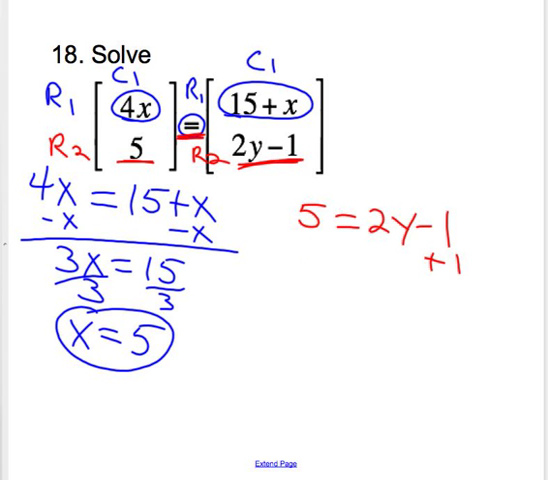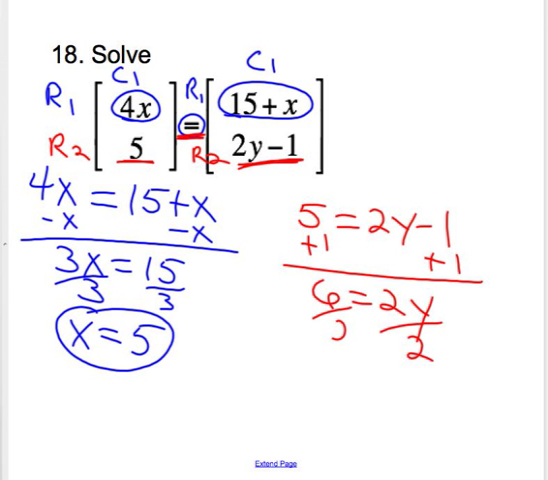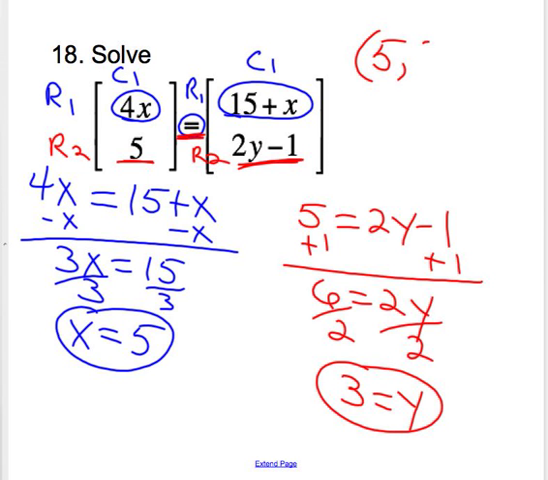I'll add 1 to both sides. I'll divide both sides by 2. I now have solved for y. The solution to number 18: x is equal to 5, y is equal to 3.